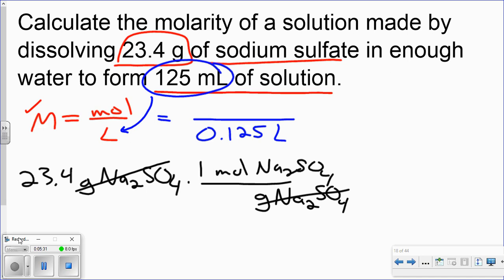And you end up with 142.1. Okay, 142.1. So we'll put that down here. That gives me enough sig figs. I have 3 sig figs. I have 4 sig figs. That's perfect. So I want to divide the two.